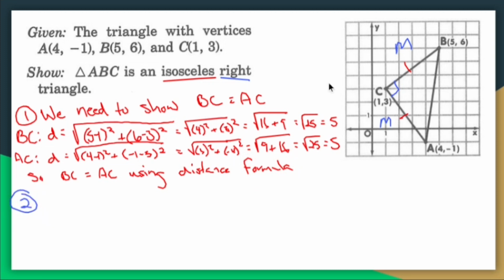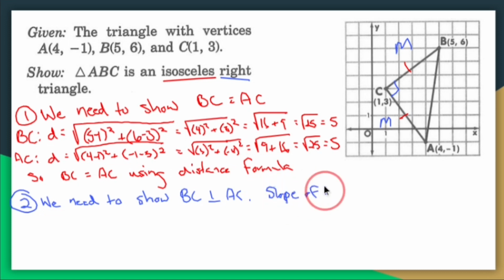I could use the slope formula, but I'm just going to say we need to show that BC is perpendicular to AC. I have all this space, so I'm going to use it. Slope of BC is, now let's go up here. Let's find the slope. Up 1, 2, 3 over 1, 2, 3, 4, 3 over 4.